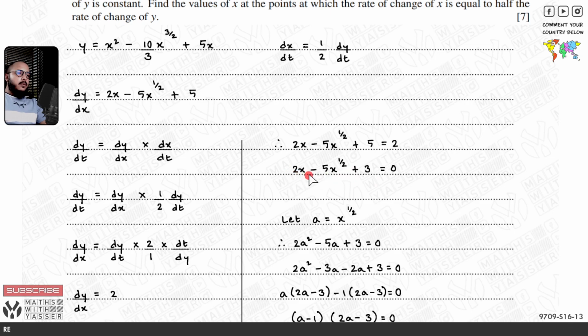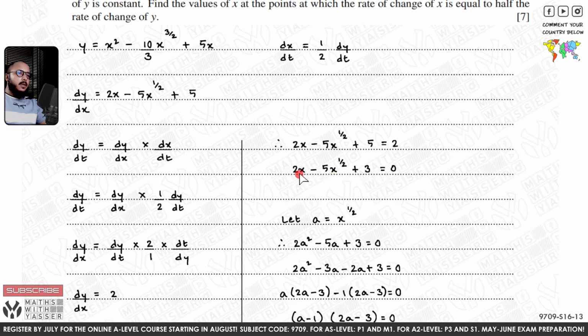So we can now simplify it further. So it will become 2x minus 5x to the power half plus 3 equals 0. Now I'm considering let a equal x to the power half, because you should be able to recognize the quadratic equation. If I consider a to be x to the power half, you will also be able to see that. So if a is x to the power half, that means x will be a square. So this will be 2a square minus 5a plus 3 equals 0.